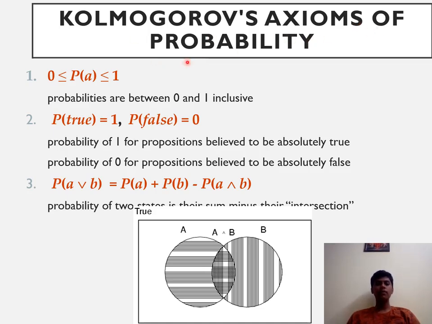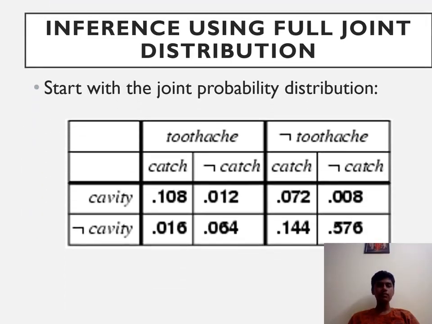Kolmogorov's axioms of probability: 0 ≤ P(A) ≤ 1, so probabilities are between 0 and 1 inclusive. P(true) = 1 and P(false) = 0: probability 1 is for a proposition believed to be absolutely true, and probability 0 for one believed to be absolutely false. Also, P(A ∪ B) = P(A) + P(B) − P(A ∩ B), where P(A ∩ B) is the probability of both states together, called the intersection.